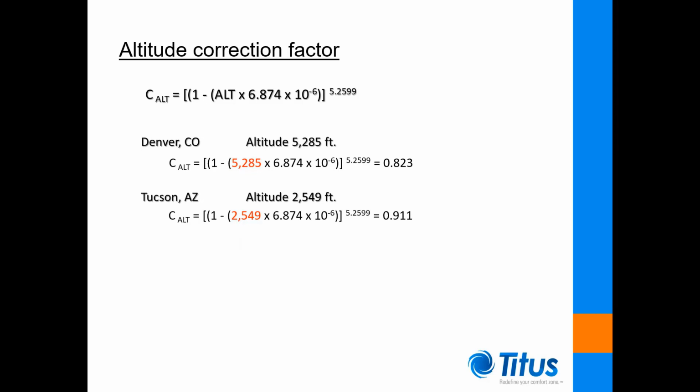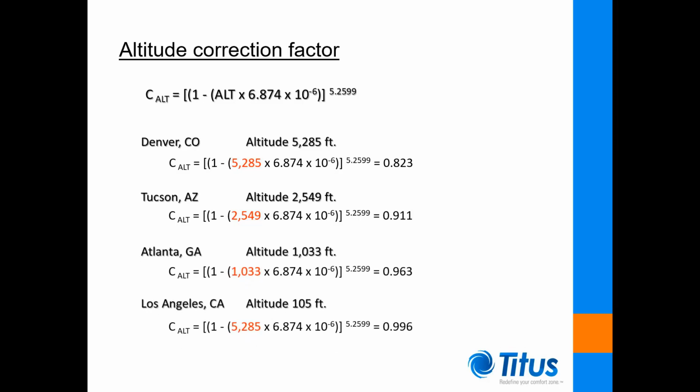As you can see, the altitude correction factor is significant in high altitude locations like Denver, Colorado, whose altitude is 5,285 feet, or Tucson, Arizona, at 2,549 feet altitude. For lower altitudes like Atlanta, Georgia, or coastal areas like Los Angeles, correction for altitude is not so important.